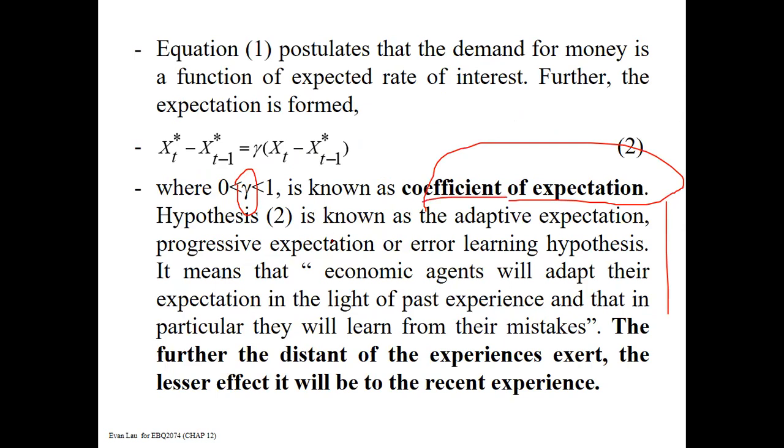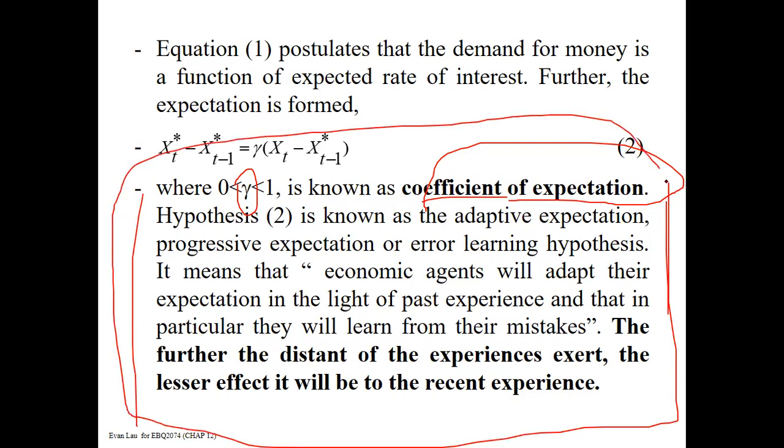But the difference is the idea. If you read through hypothesis 2, it is the adaptive expectation, progressive expectation, or error learning hypothesis. It means that the learning agent will adapt the expectation in the light of past experience, and they will learn from the mistake. This is rather interesting. We learn from our mistakes, from the expectation we had in the last period, and we learn for the betterment of the future. And this is the measurement. So including that inside the model is rather interesting.